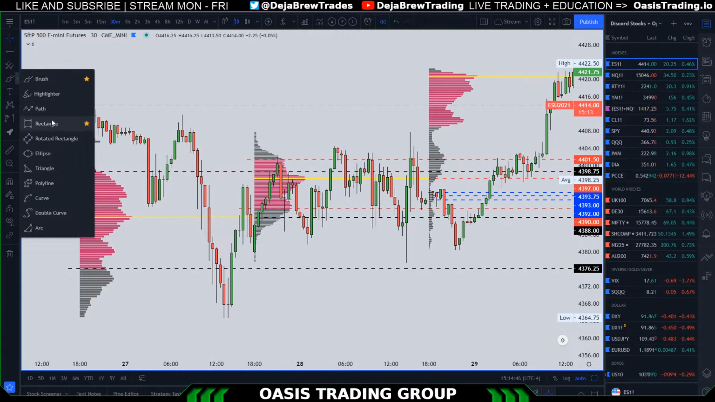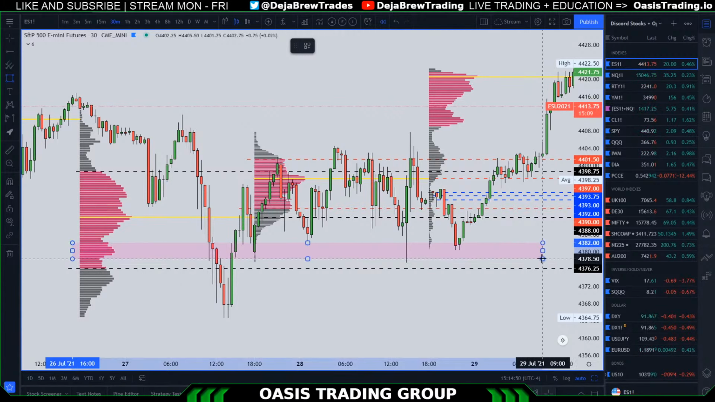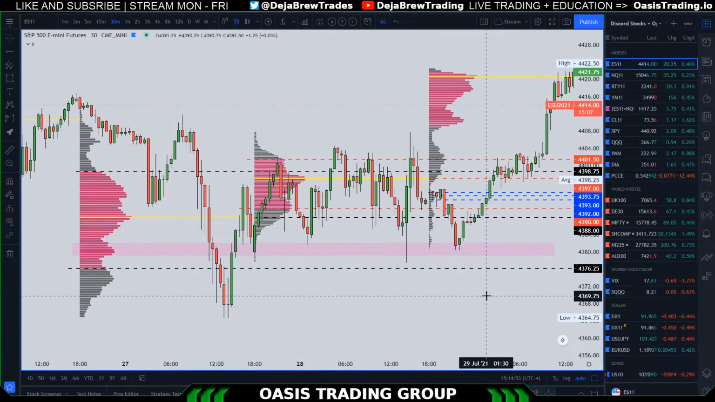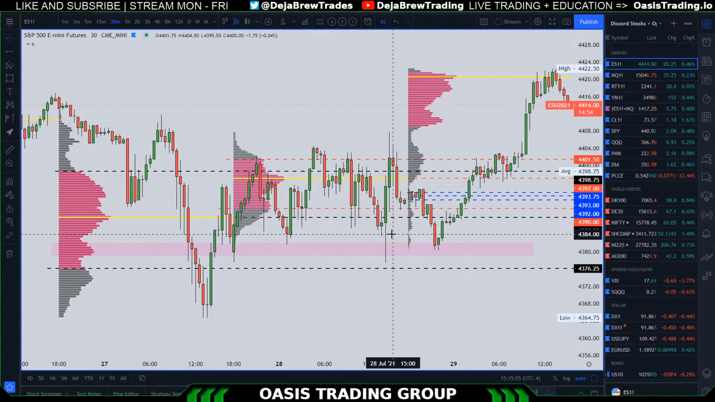And then we also have a very strong node right here. Now do you see where we're bouncing? So this is how you can use your previous day's volume profile to find very key levels during your live session. Okay, so we were losing.